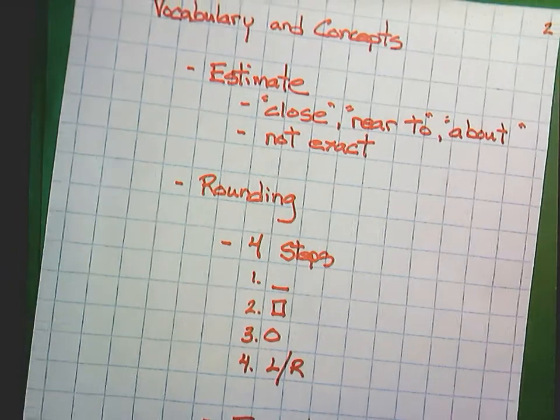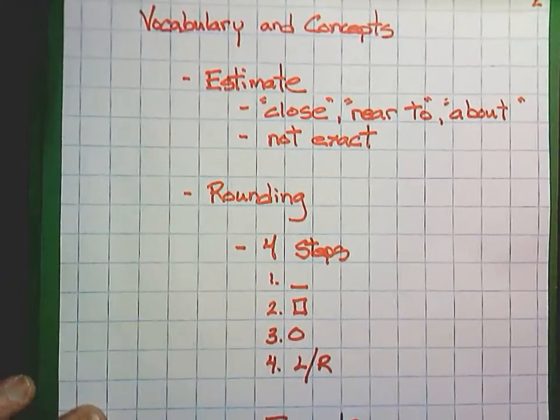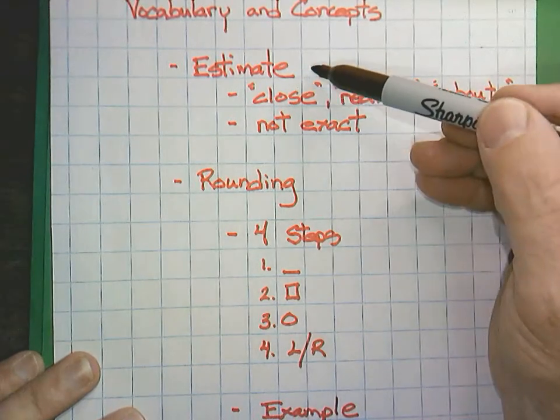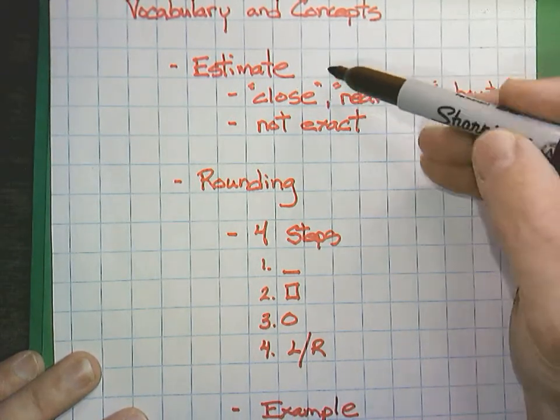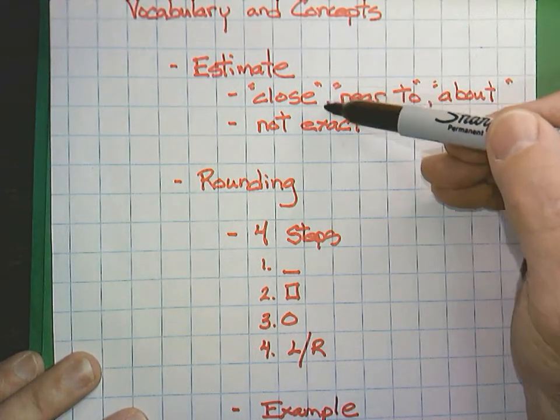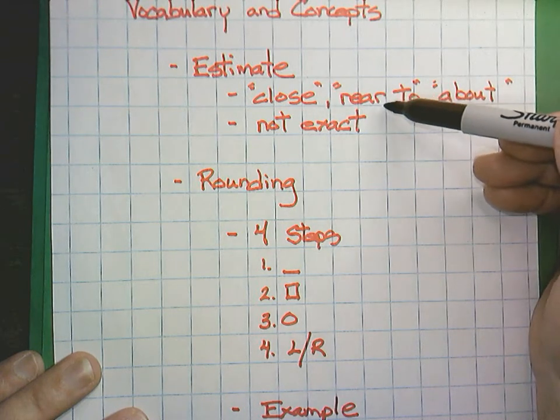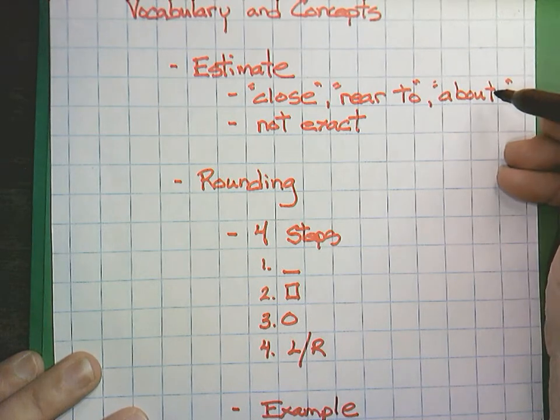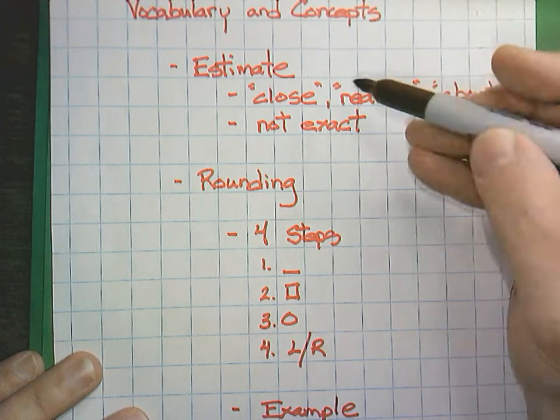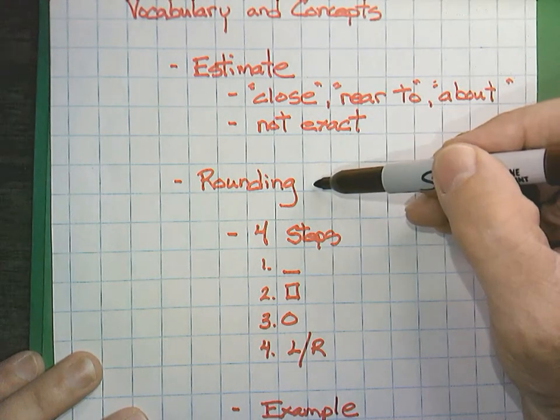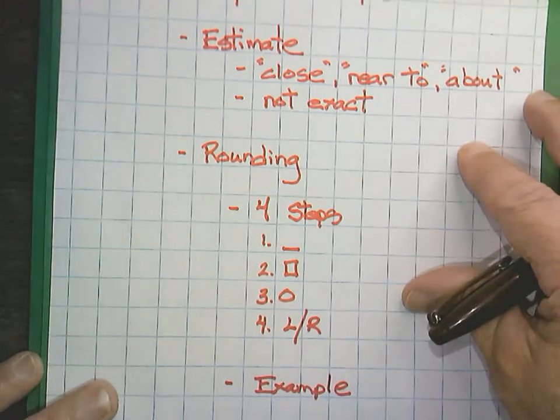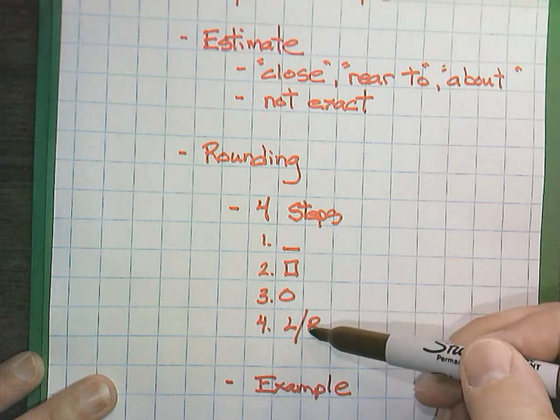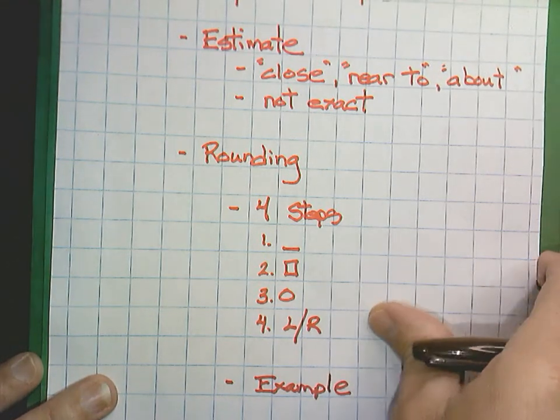Every math lesson typically would have some vocabulary and concepts. Estimate in math just means that you need an answer that is close, not exact. This has to be near to, or sometimes you'll hear the word about. Estimating usually involves rounding in math, and I like to teach a four-step strategy of underline, box, round, and then left and right, which I'm going to show you down here at the bottom.